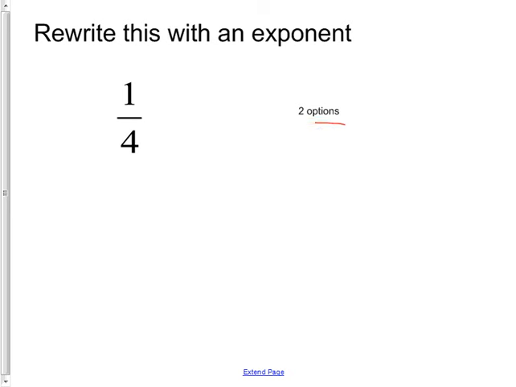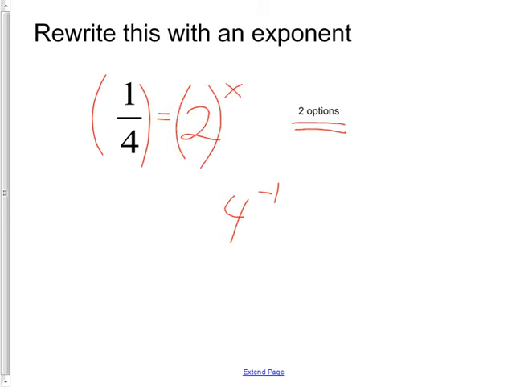4 to the negative 1. Notice how it says 2 options. Everybody else was giving me 2 to the negative 2, but 4 to the negative 1 also works. And you could just get picked based on the problem. Like if you wanted to make a problem that had the same base as another problem, if you had a problem where you had on the right side equals 2 to the x power, then you would know, oh, I want to make these bases the same as each other, so I'll choose the option where I rewrite this with a 2 to the negative 2.